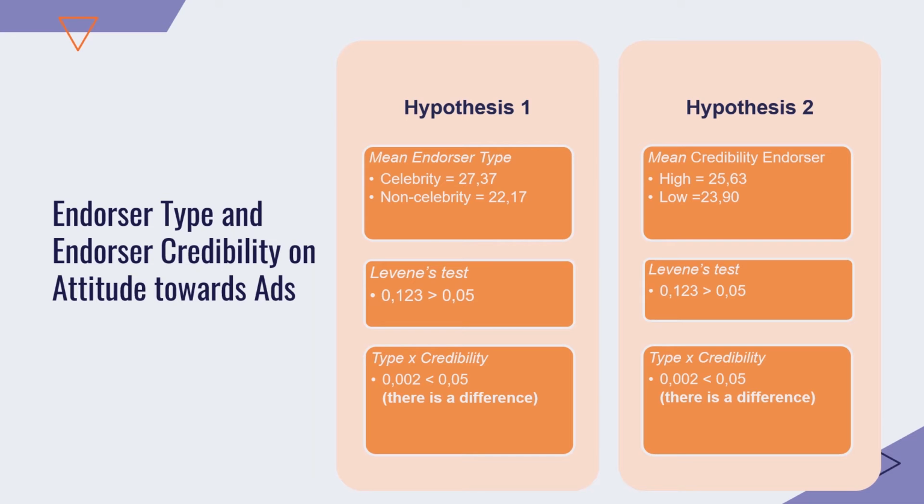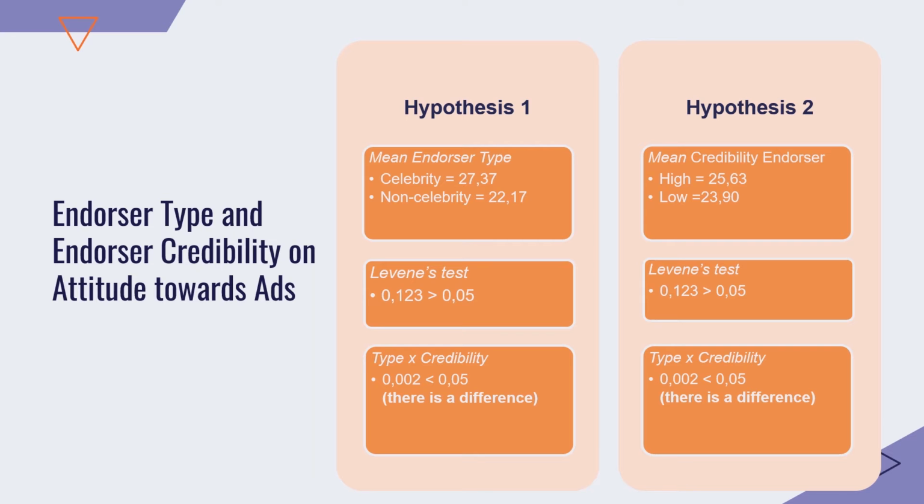Then, hypothesis 2. The average attitude towards the ad of participants who got the treatment with a high-credibility endorser was 25.63 and with a low-credibility endorser was 23.19. The significance value of the t-test is 0.002.